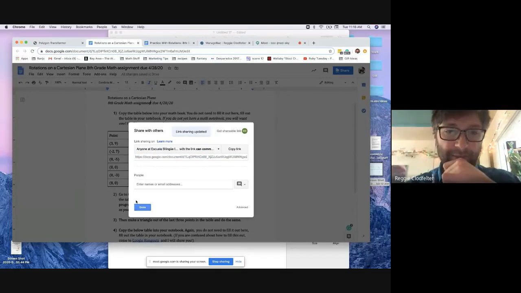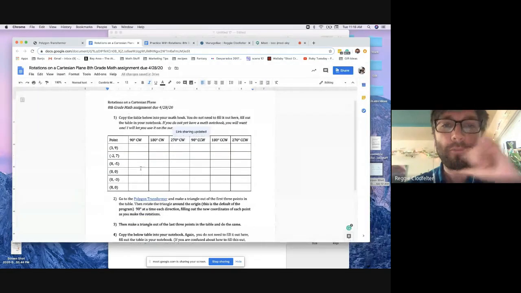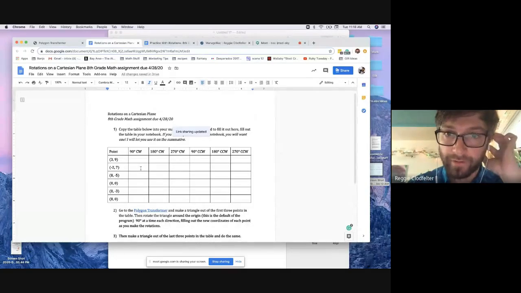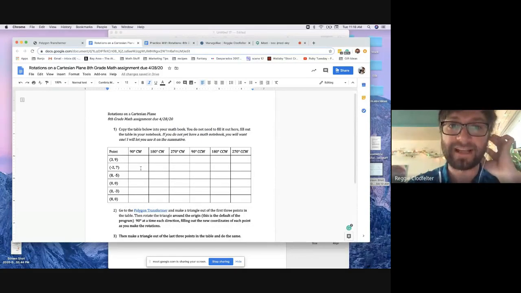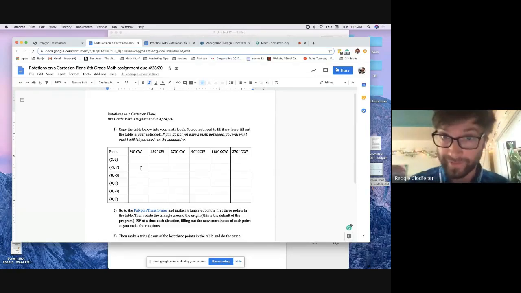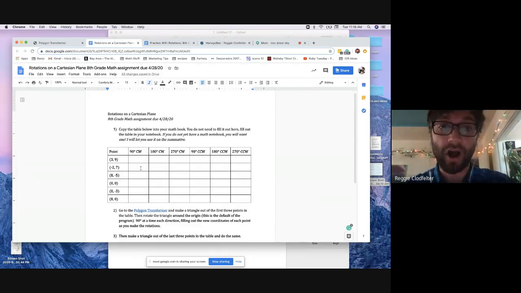This is an assignment you are going to do in your notebook. If you don't have a notebook yet, I would like you to get a notebook. The reason why is because the summative for this unit is going to be a test that is open note. So you can use your notebook on the test.